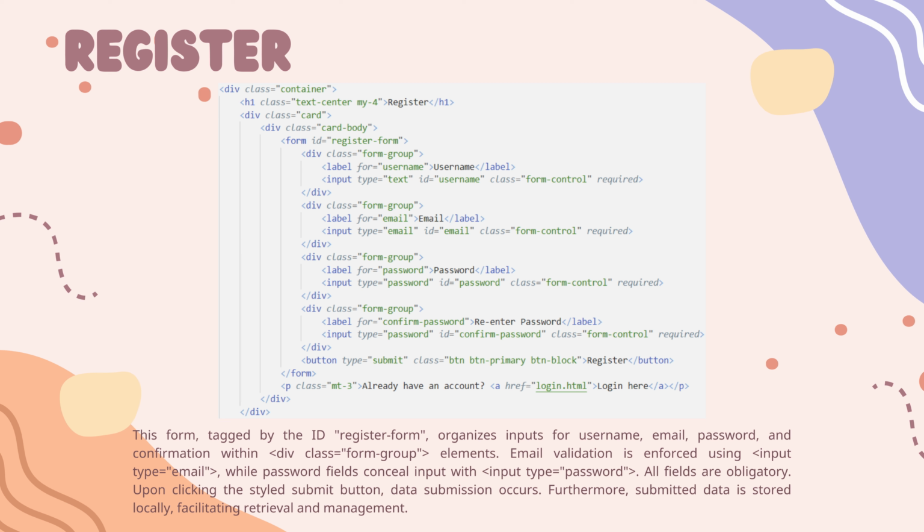Lastly, we have the register button. It is styled to stand out thanks to the Bootstrap classes like btn and btn-primary. When users click it, the form submission process is triggered, completing the registration process.